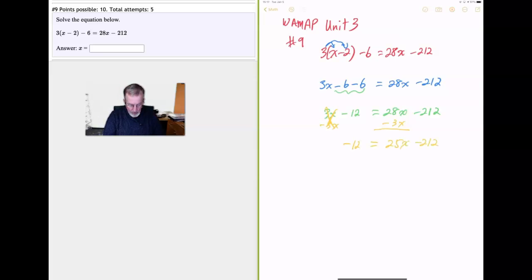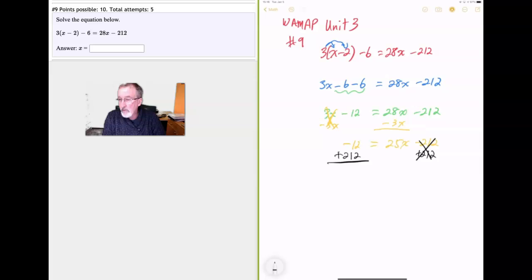Okay, and now what do we do? We have to keep going until we have all the x's on one side, and then we whittle down the x's until there's only one x left. So let's add 212 to both sides. Okay, so these two cancel each other out. And this is positive 212, negative 12.